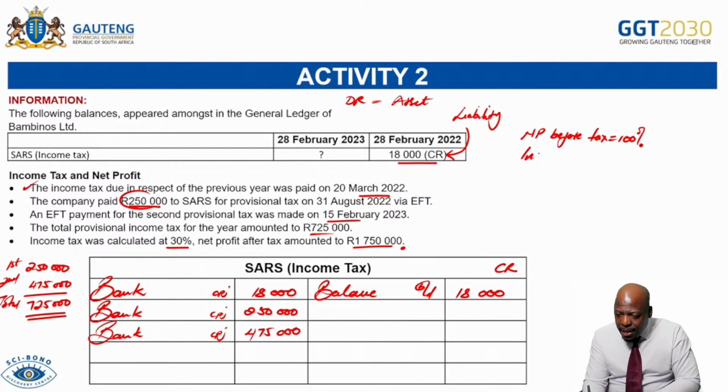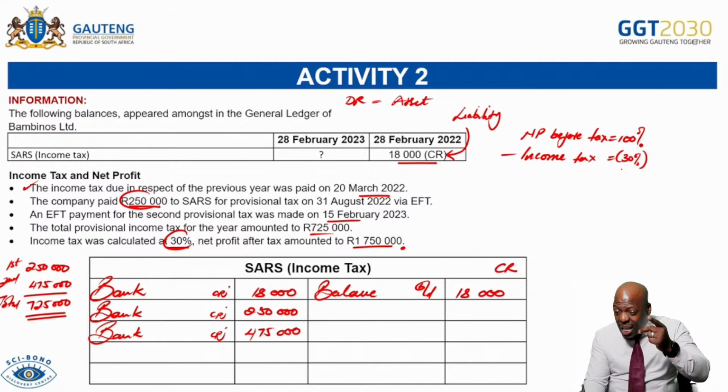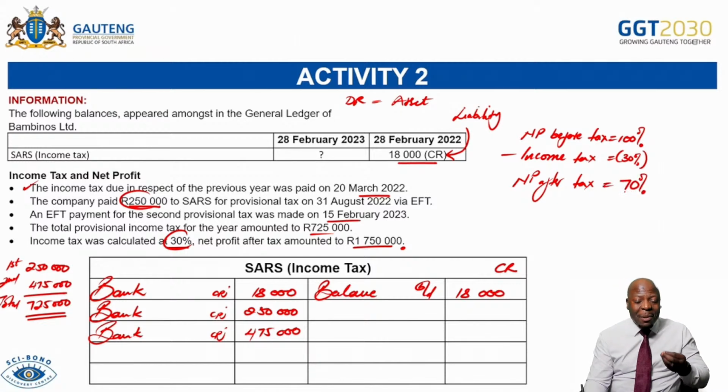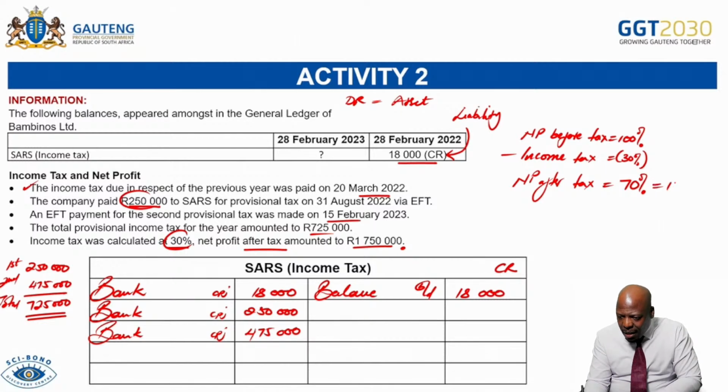And then we're going to come and say minus income tax. We subtract the income tax. And we're told here that the income tax is 30%. So I'm coming here to say less 30% of income tax. It therefore gives us the second type of net profit, which is net profit after tax, which is 70%. So we are told here that net profit after tax is 1,750,000.